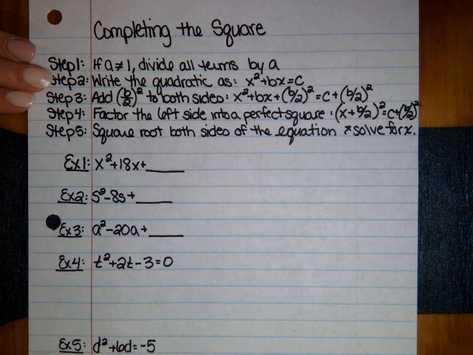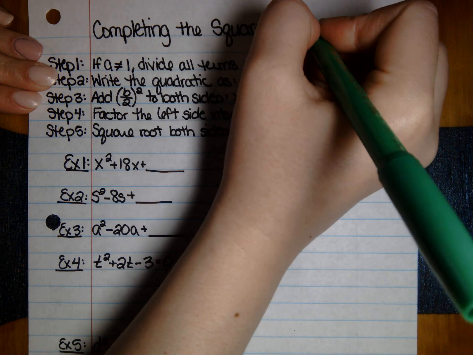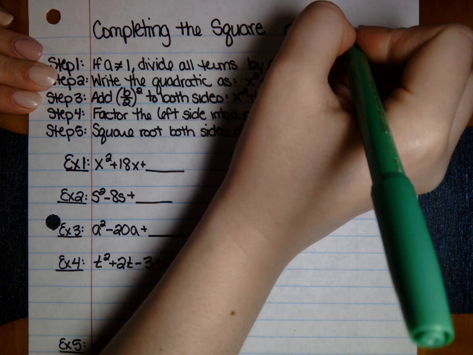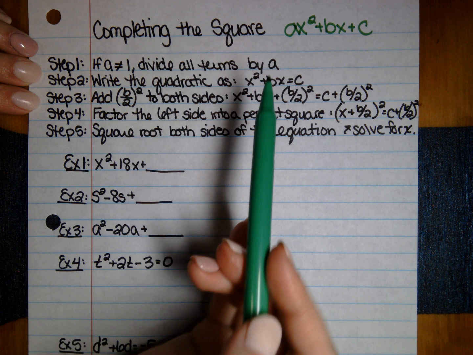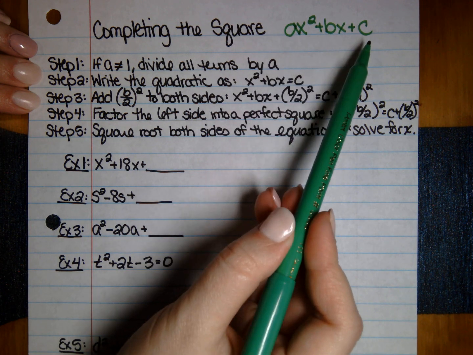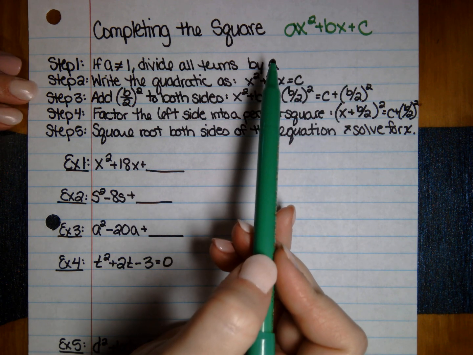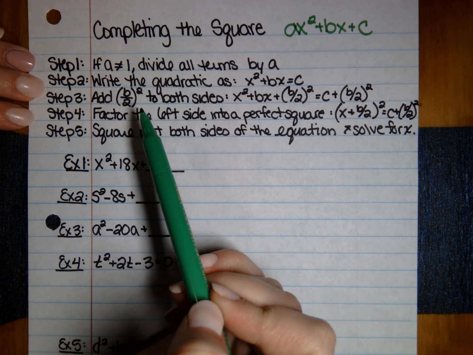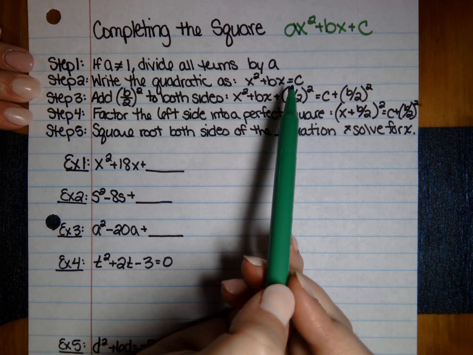Completing the square. When we're completing the square, we're still using our quadratic function, ax squared plus bx plus c. There are 5 steps. Step 1: if a is not equal to 1, then you're going to have to divide all terms by a to get it equal to 1. Otherwise, it doesn't work.